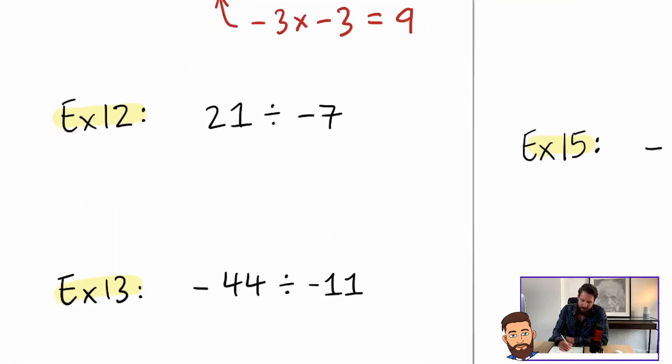We have got 21 divided by minus 7. Well, let's ignore the signs. 21 divided by 7. How many 7s go into 21? 3. Think about the signs. What did we have? We had a positive divided by a negative. Well, that is a mix. And what do we know? A mix makes a minus. So this answer will be minus 3.